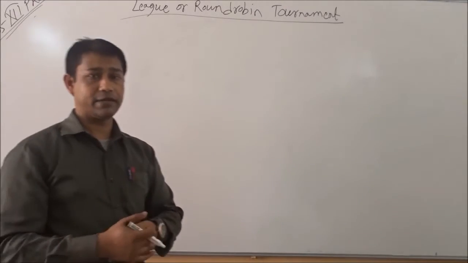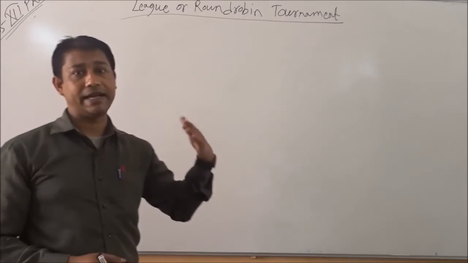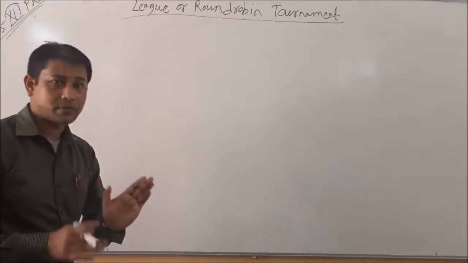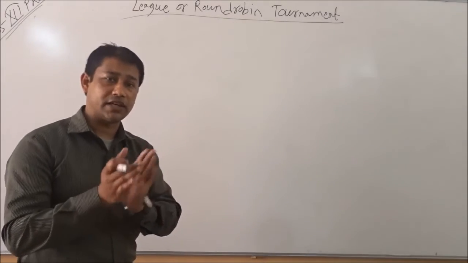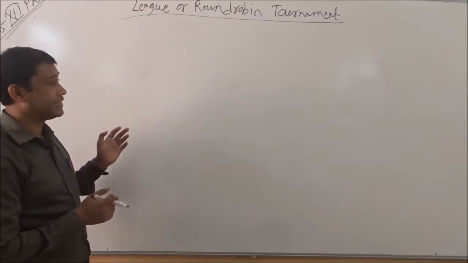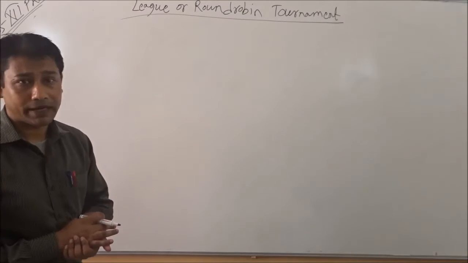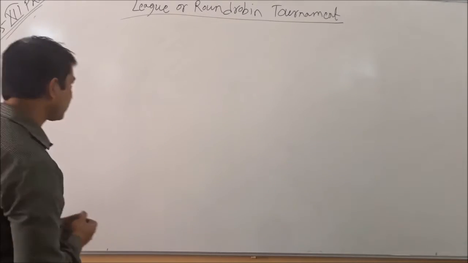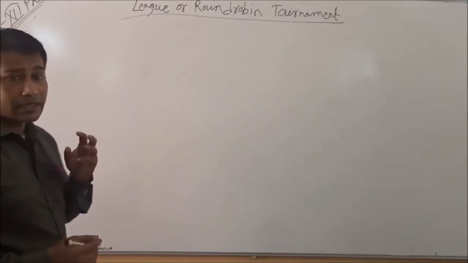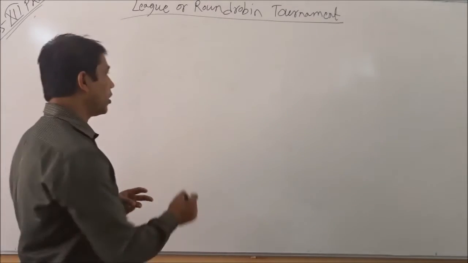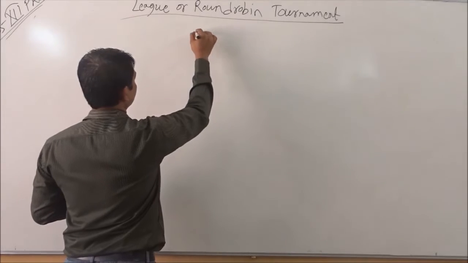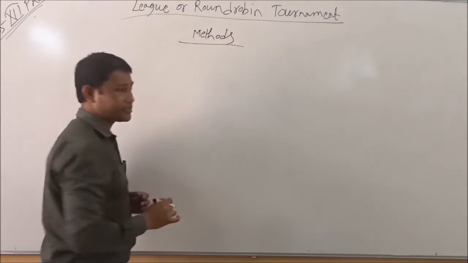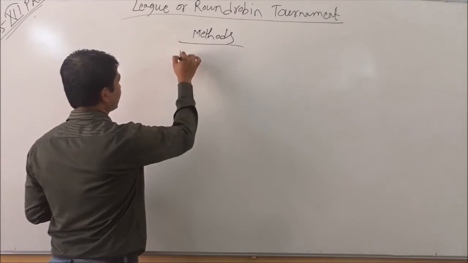There are two types of league tournament: single league tournament and double league tournament. In a single league tournament, all the teams play with each other once, and in a double league tournament, all the participating teams play with each other twice. So, there are three methods of drawing league fixture. Now let us discuss methods. So three methods, as I told you.